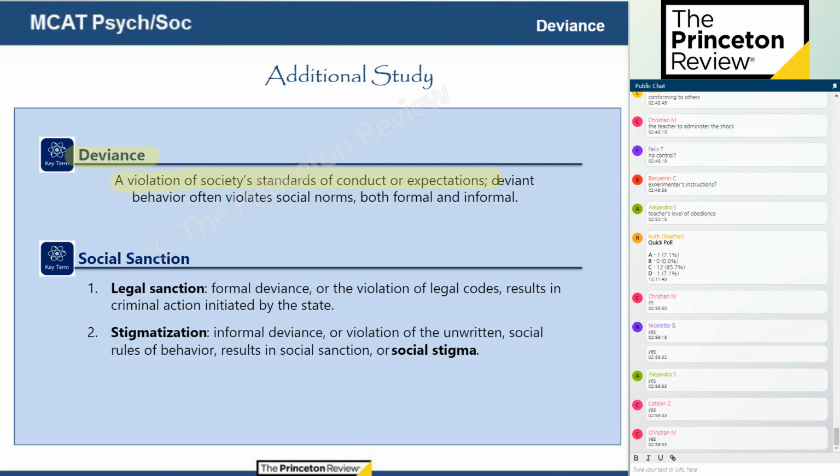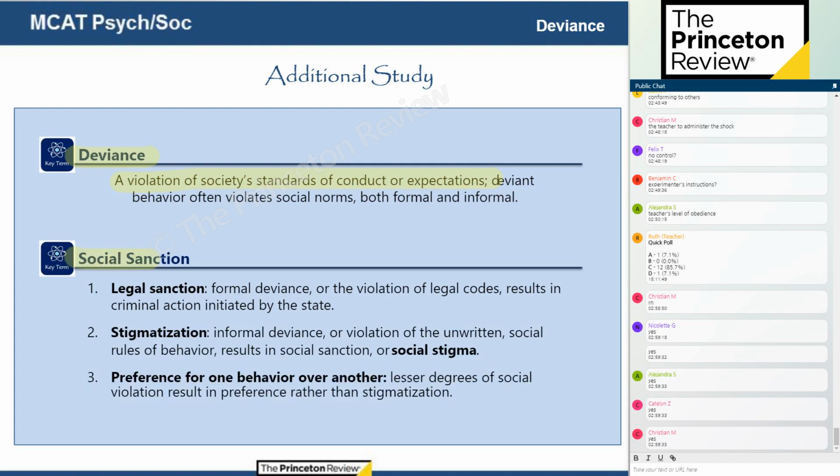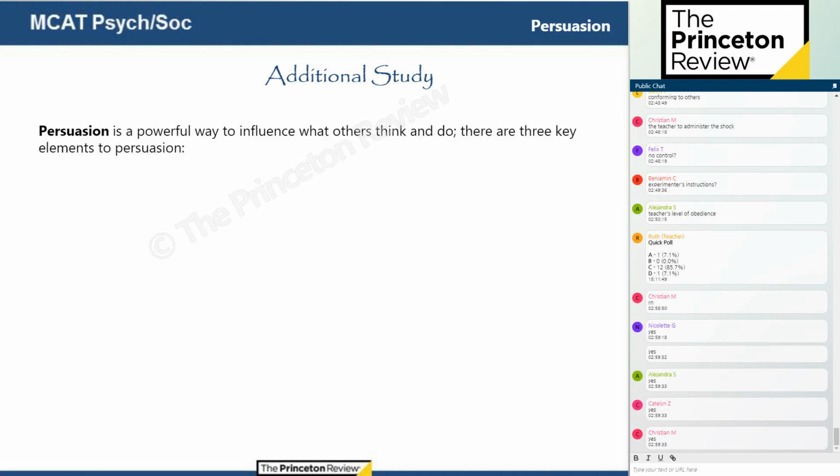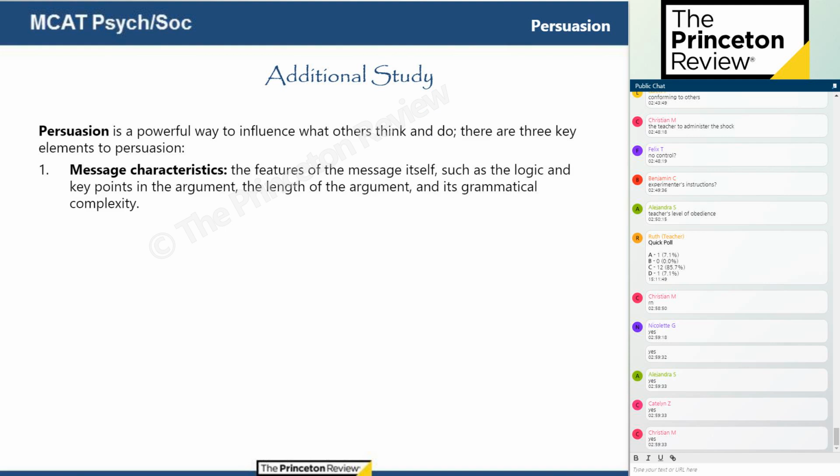And there are different forms of sanction when we do that. Legal is what happens with formal deviance. Stigmatization is what happens with informal deviance. And then we can simply have preference for one behavior over another. Right, this is what I really want us to take a look at in the time we have left.